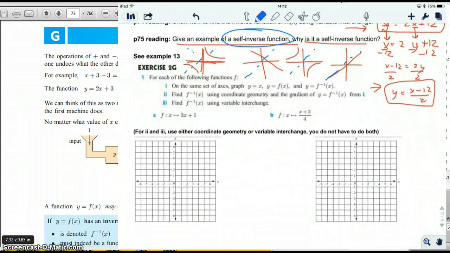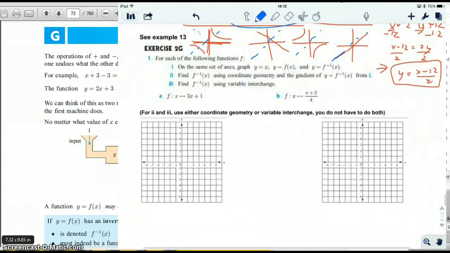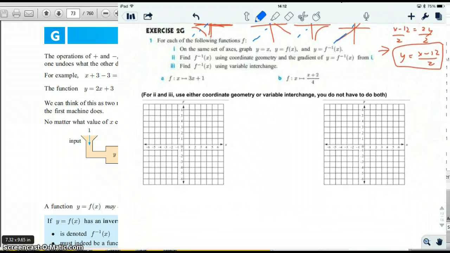Now I'm going to do one of these problems just so that you can see how you do. Okay. So, for each of the following functions f on the same set of axes, graph y equals x. So we'll graph y equals x, that diagonal line I was talking about. And the function and its inverse. Okay. And then we're going to find f of the inverse function using some other method.